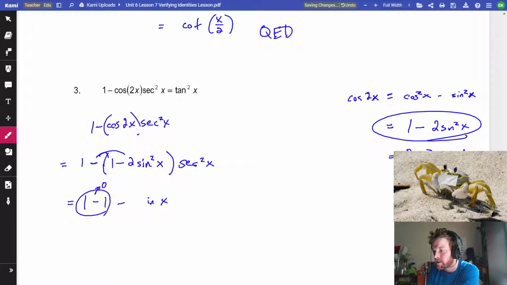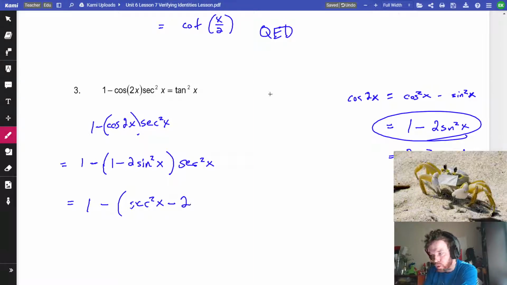I got to deal with that secant squared x first. So we got secant squared, 1 minus secant squared x minus 2 sine squared x secant squared x.